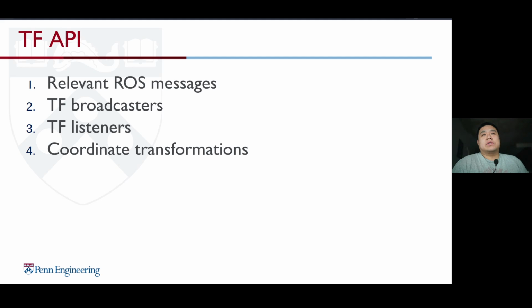Next, we'll go over the TF broadcasters and listeners. Note that the names here are different. Broadcasters and listeners are probably mostly used in TF, and in other ROS nodes, you usually see publishers and subscribers. And lastly, we'll go over what functions are available for you to perform the coordinate transformation.